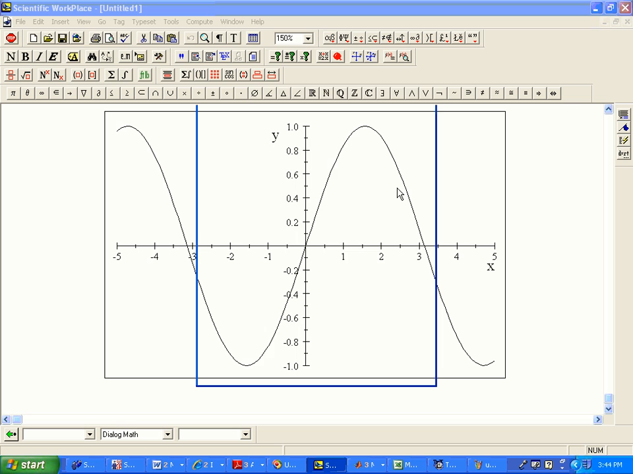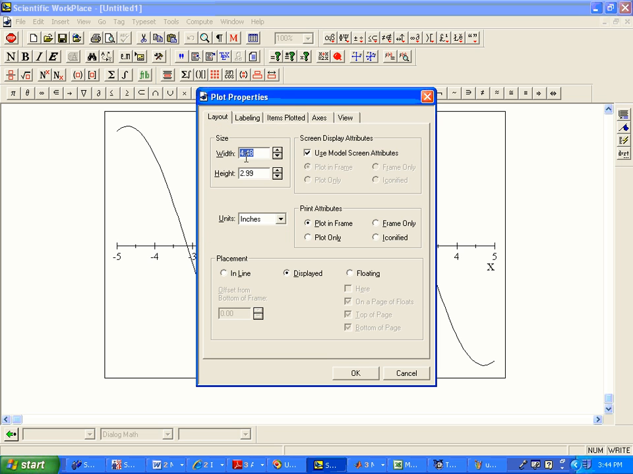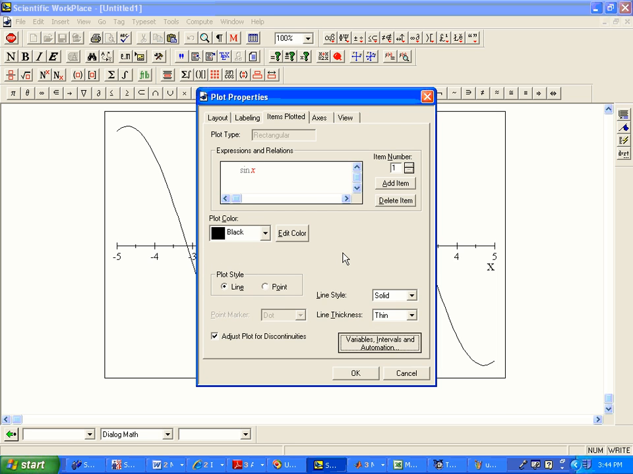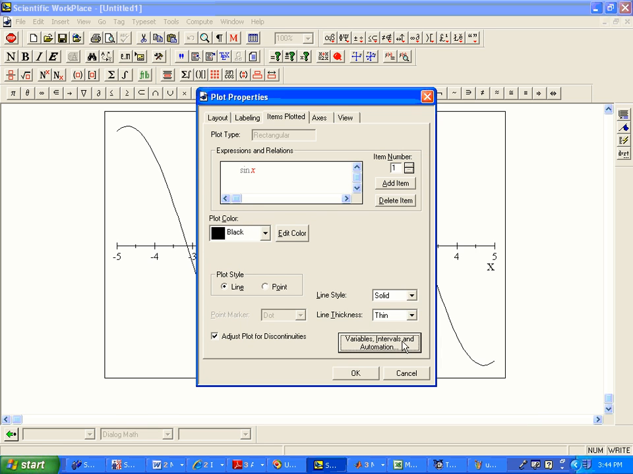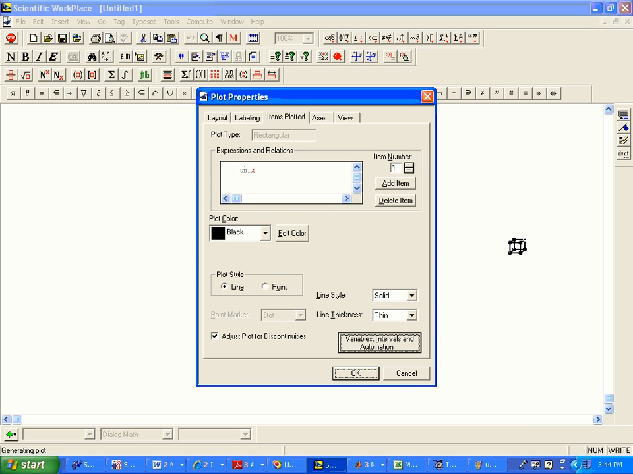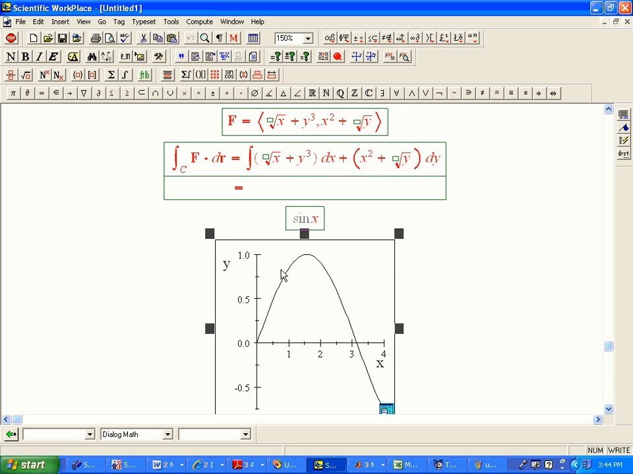Let me just modify it a little bit, and let's just go from 0 to 4, let's say. Here's our sine curve, from (0, 0) to (pi, 0) along sine x, and then back on the line segment from (pi, 0) to (0, 0). Now notice that is clockwise. That's the negative of the usual orientation for the boundary.